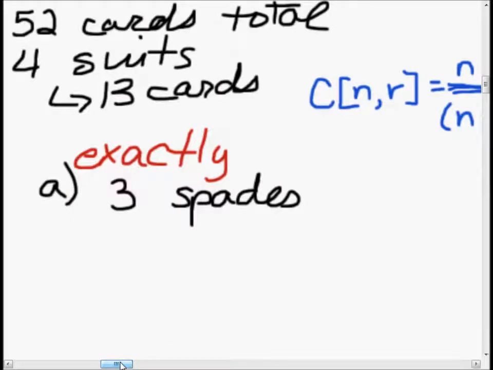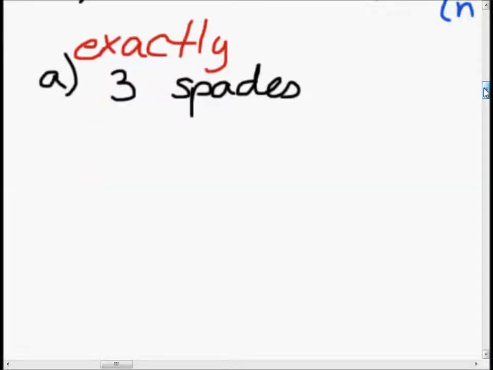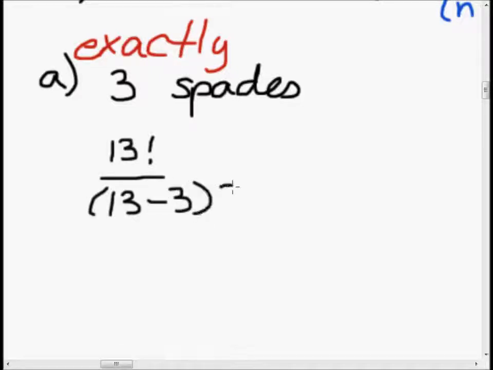So we have exactly 3 spades. Okay, well, doesn't seem like it's going to be easy, but kind of totally is. So if we were going to plug 3 spades in, there's 13 total spades, that's our n, taken 3 at a time, so 3 is our r, times 3 factorial. Don't forget your factorials.